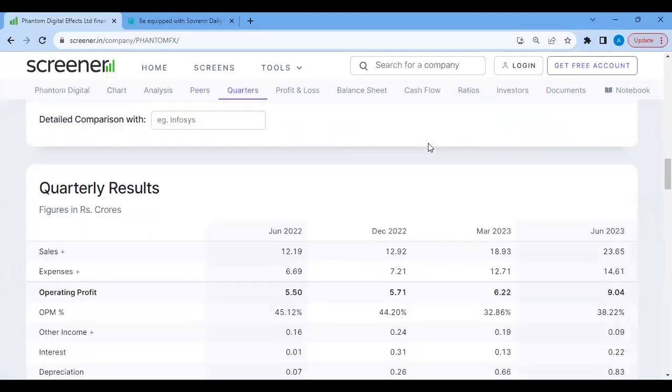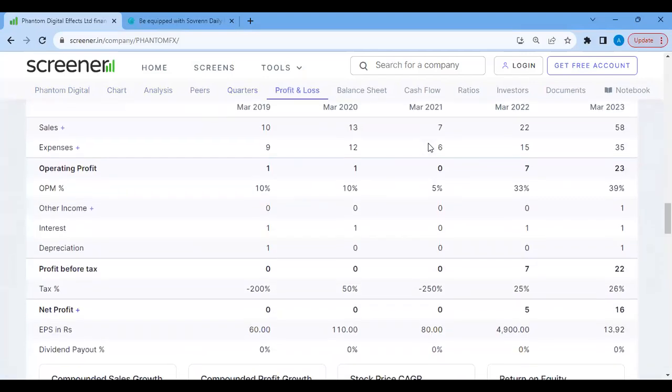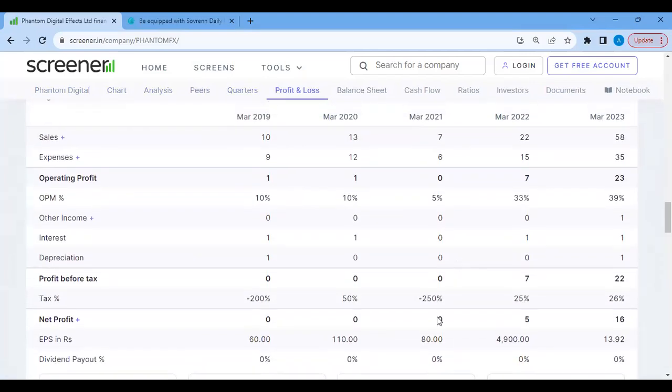Tell me if this is a slow growth company or a fast growth company. Slow growth or fast growth? Not the OPM column, I mean net profit. Chandak, I mean net profit. Is this slow growth, fast growth? From 0 to 5 to 16. It's very fast growth. Which company triples its profit in a year?